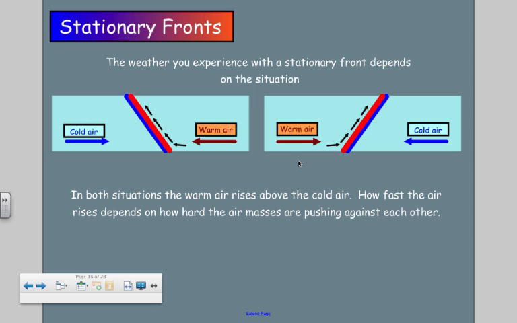Now, because of this, we can have two different types of stationary fronts. Depending on where the warm and cold air are, we see different characteristics for the weather. So in the left one, you can see that the cold air is on the left and the warm air is on the right. On the right-hand side, you see that the warm air is on the left and the cold air is on the right.